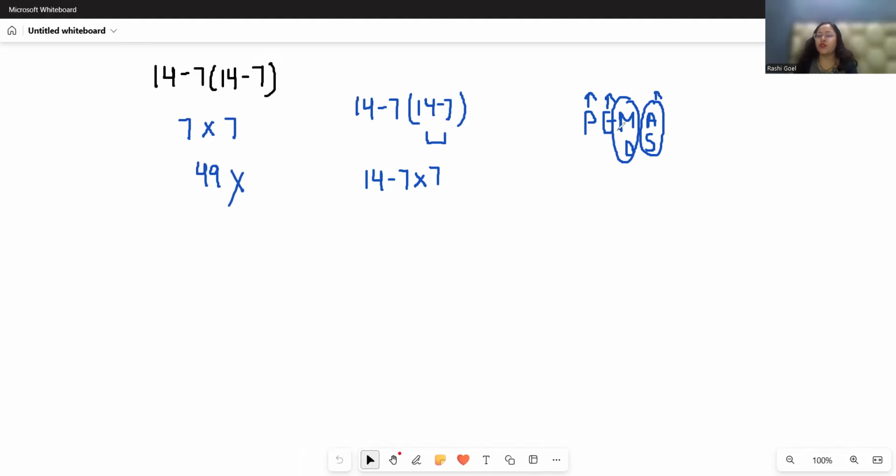So as per this rule, we have to give priority to multiplication. Multiplication is between 7 and 7. So 14 minus 7 times 7 is 49. So it becomes 14 minus 49, which is negative 35. So what is the correct answer?